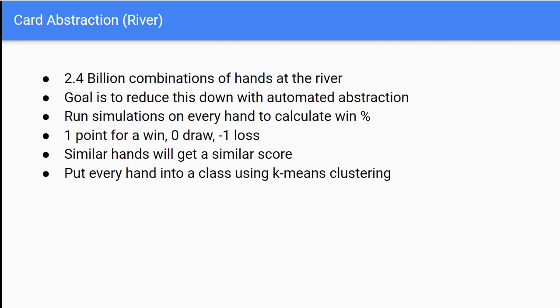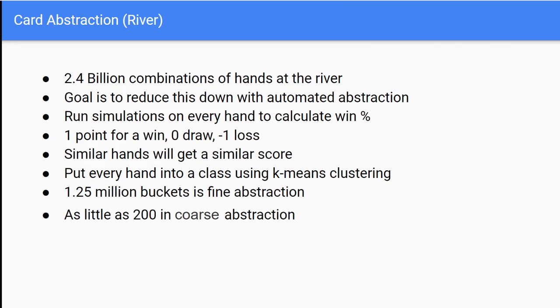So once we have the score, what we're going to do is put every hand into a class using a clustering algorithm. In this case, K means clustering. And we get to choose how many classes we want to cluster into. So on the high end, for fine abstraction, we go to 1.25 million buckets. And for the extreme example on the other side, we can go as little as 200 classes.